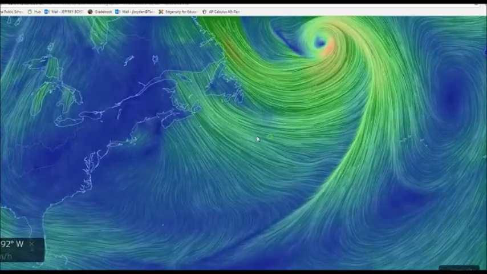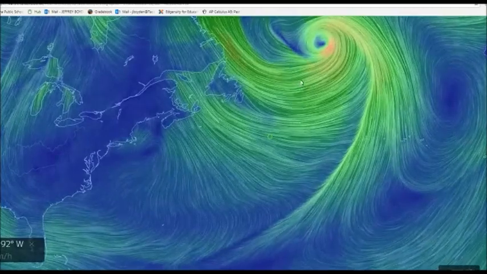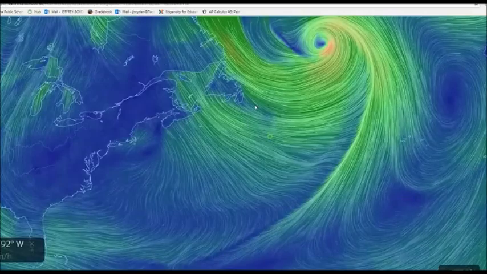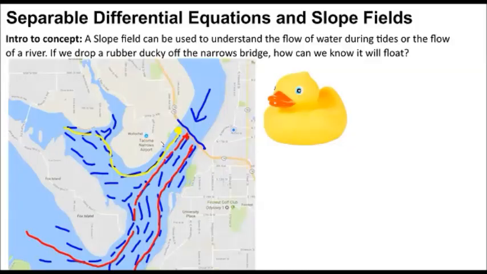Why would we care about this? Well, you'd care about this if you were flying an airplane from New York to London, because you're going to have to fly through this stuff. And maybe if you know the air currents, you can take the most efficient route possible or something like that.